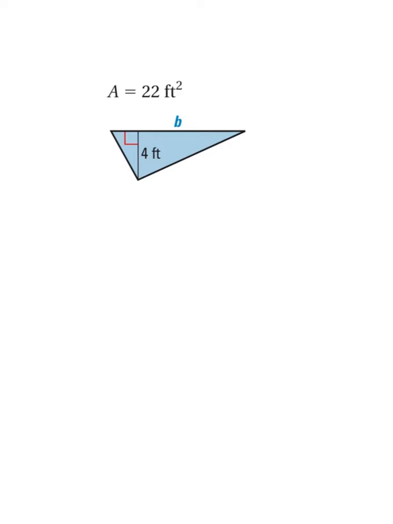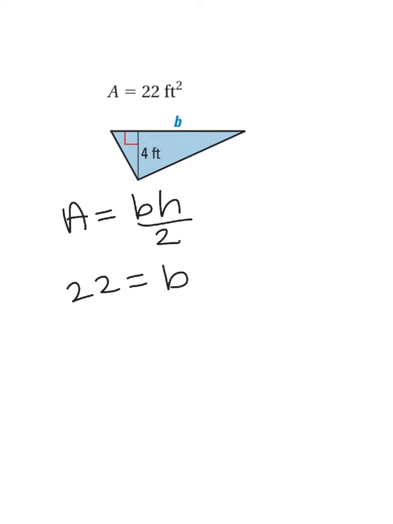So for our next example, we have a triangle and it says the area is 22. We are looking for the base and we have a height of 4. So I'm going to go ahead and write down the formula for a triangle. So area is equal to base times height divided by 2. And I'm going to plug in what I have. So the area is 22. We are looking for the base. The height is 4. And I'm dividing that by 2.